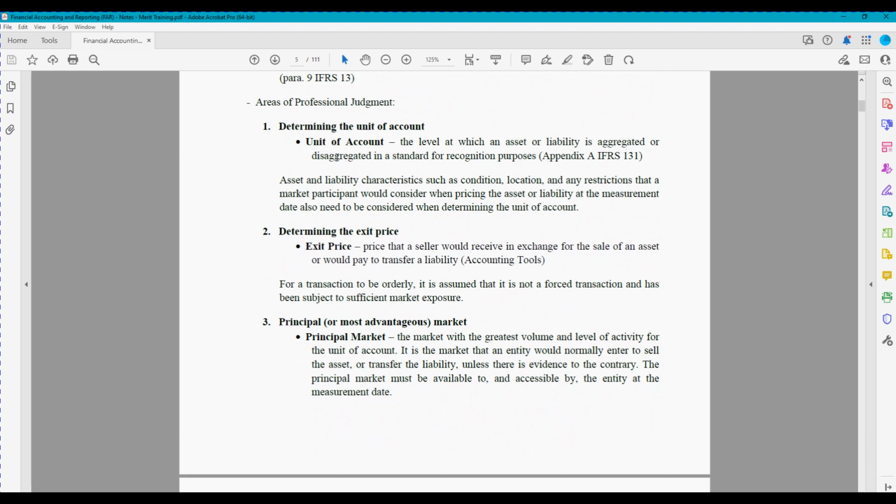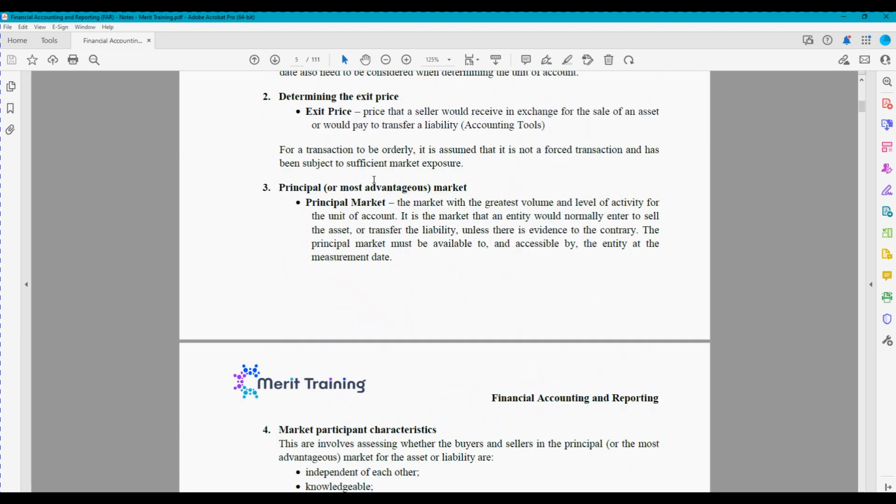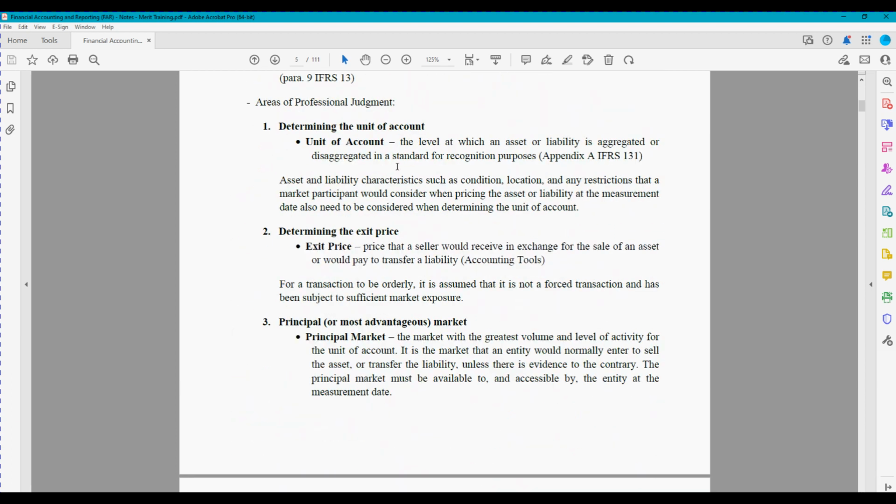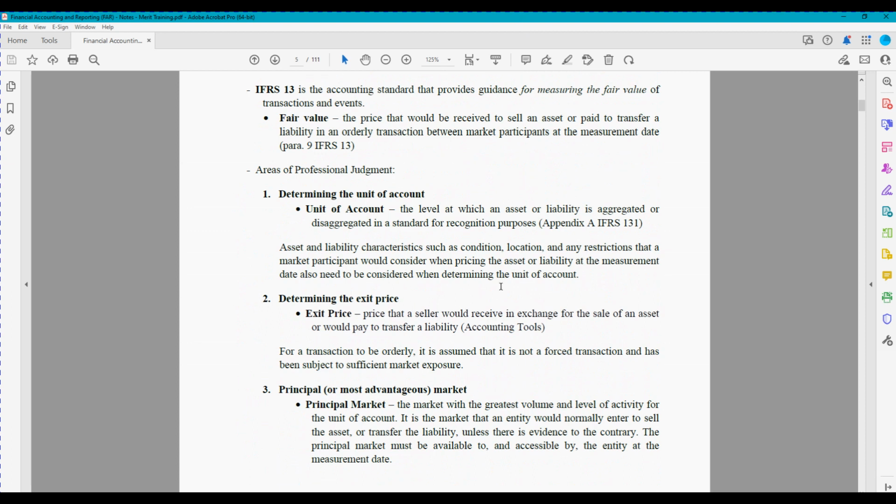So where are some key areas of professional judgment for fair value? So number one, what unit are we actually accounting for? So what level are we talking about the asset? Are we talking about the factory? Are we talking about the land and the factory? Are we talking about our geographic investments in Queensland, right? So it depends on which level we're talking about the asset or liability is aggregated or disaggregated.